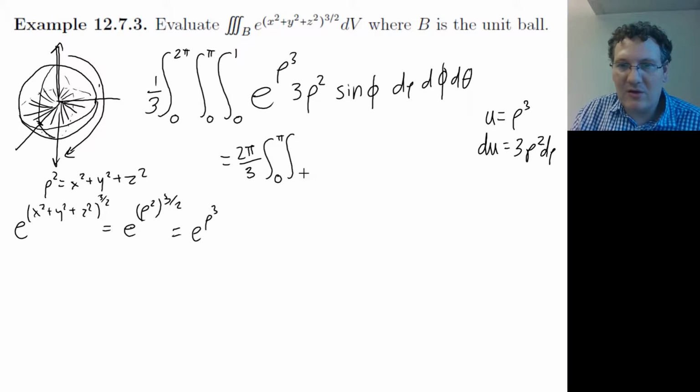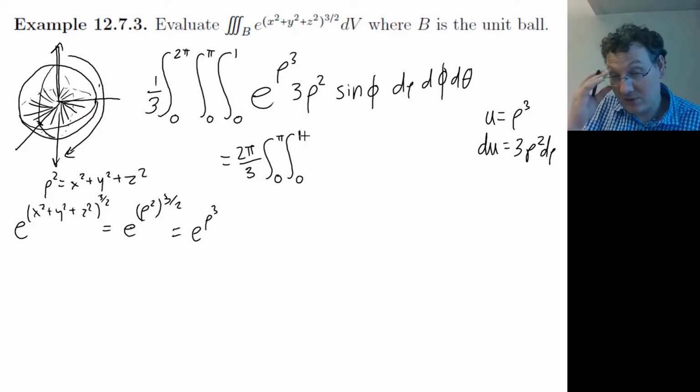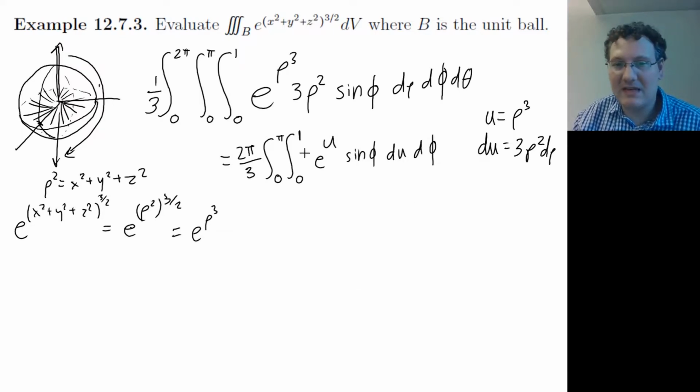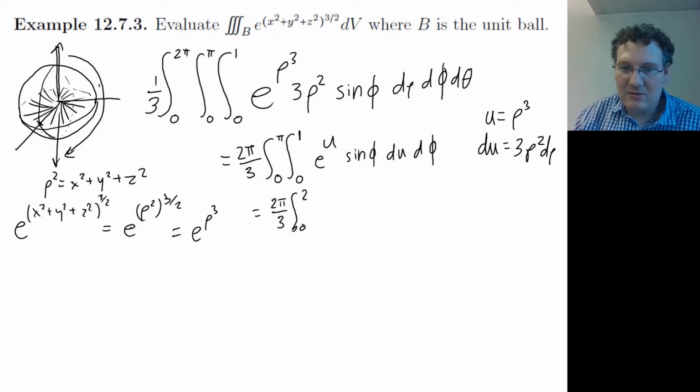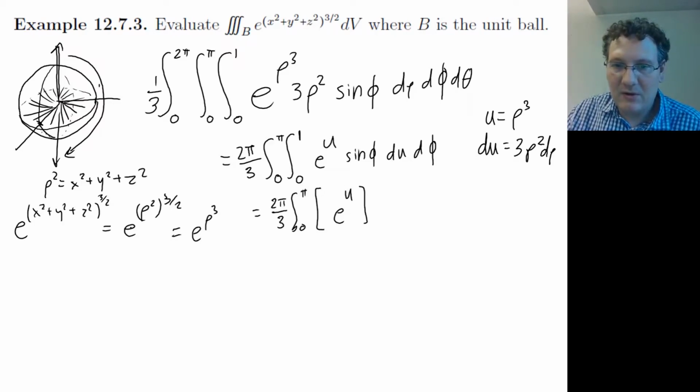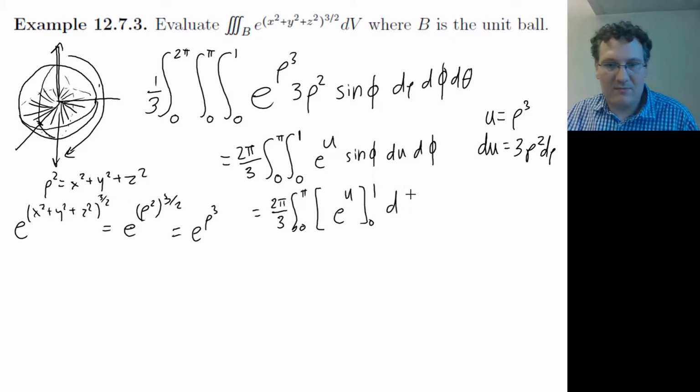And my bounds on u are going to go from 0 still to 1, because 0 is 0 squared and 1 is 1 squared. But now I'm going to be integrating e to the u sine phi, and then du and d phi. So the phi is going to be taken care of next. And actually, I could have done that concurrently, but I'm not going to. I'm going to just take care of this one at a time from here on out. It's just e to the u from 0 to 1, sine phi d phi.